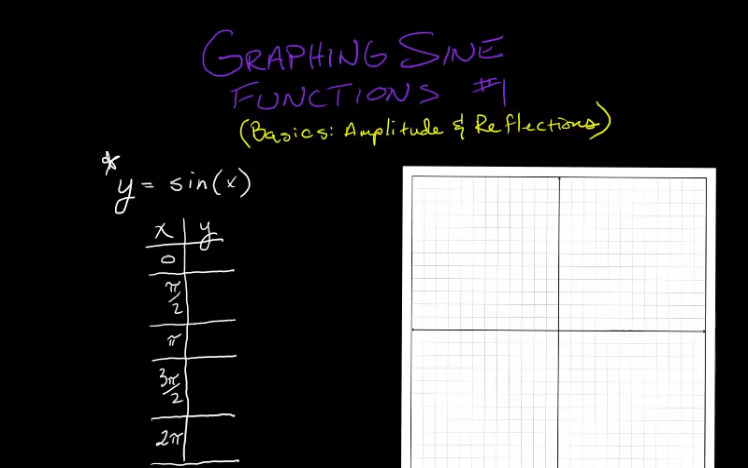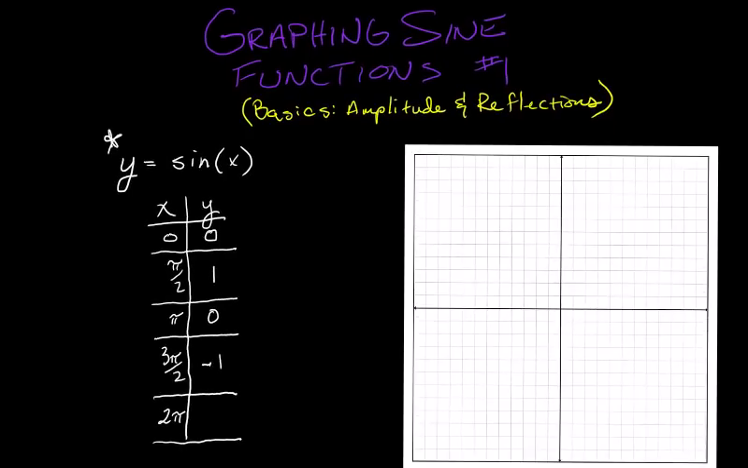And so I'm just going to take my x values and I'm going to plug them in like we would normally. So the sine of 0 is 0. The sine of pi halves is 1. The sine of pi is 0. The sine of 3 pi halves is negative 1. And the sine of 2 pi is 0.